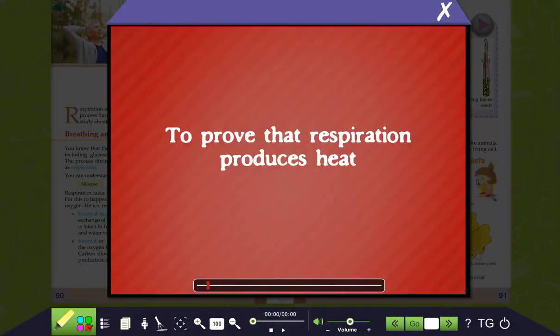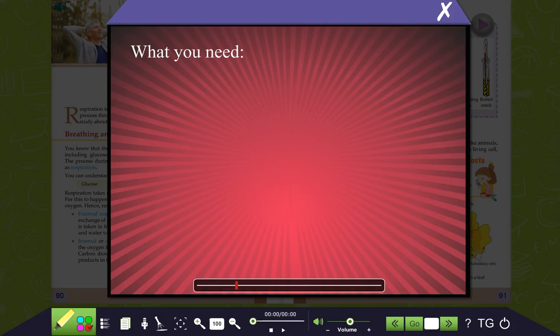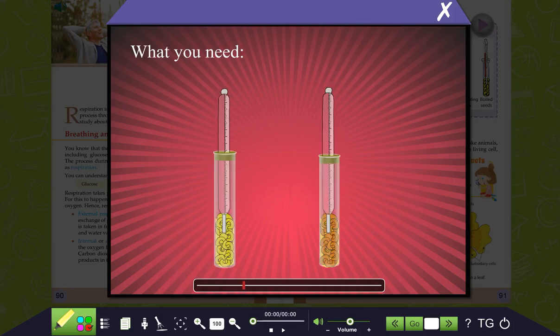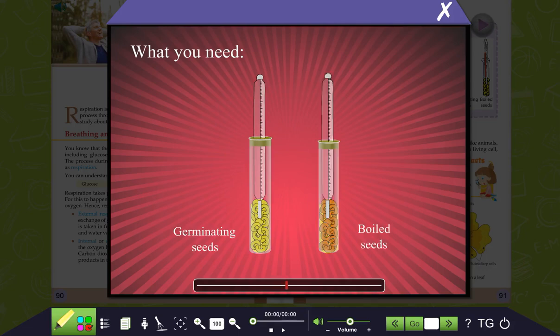Activity 1. To prove that respiration produces heat. Take a little amount of vinegar in a test tube. What do you need? 2 test tubes fitted with thermometers and bean seeds. 1. In one test tube, put some actively germinating seeds, and in another test tube, put some boiled seeds. Note down the initial temperatures of both the tubes and leave the setup for a few hours.